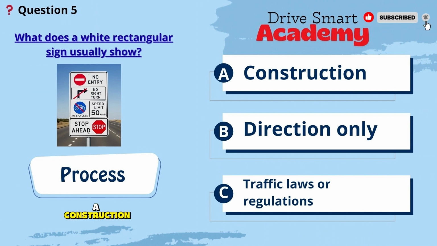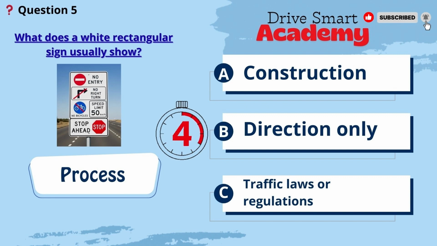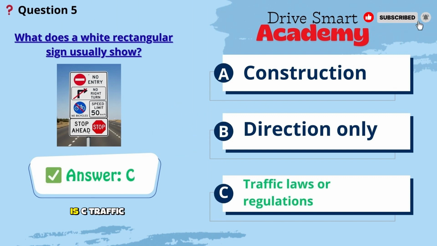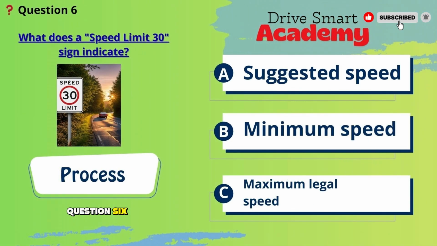Question 5. What does a white rectangular sign usually show? A. Construction. B. Direction only. C. Traffic laws or regulations. The correct answer is C. Traffic laws or regulations.